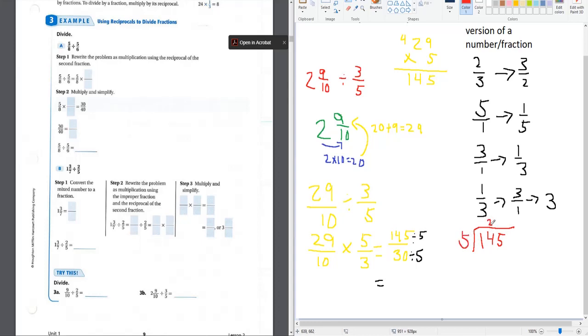So that's 2, 10, 45, 9. Okay, so that means it's 29 over 30 divided by 5 is 6. That's good. That's simplest form.